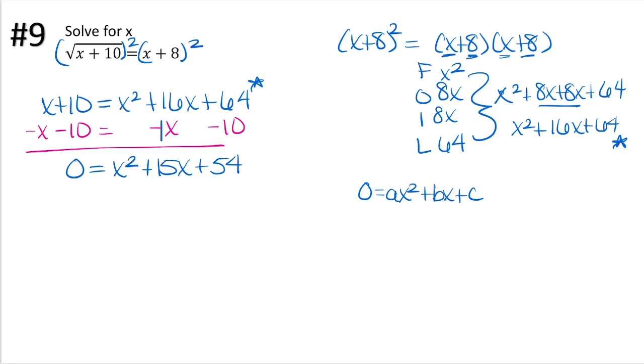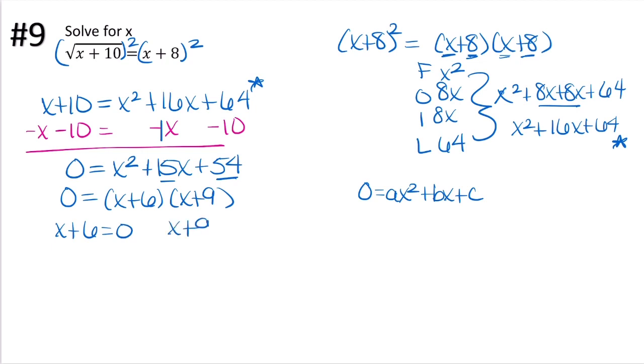Now I need to solve for x. Well, my favorite way to solve quadratics is by factoring. So I'm going to go ahead and factor. I need two numbers that multiply to 54 and add up to 15. So that is going to be x plus 6 times x plus 9. Then I can just solve this by setting each of my factors equal to 0. So I'm going to get x equals negative 6 and then x equals negative 9.